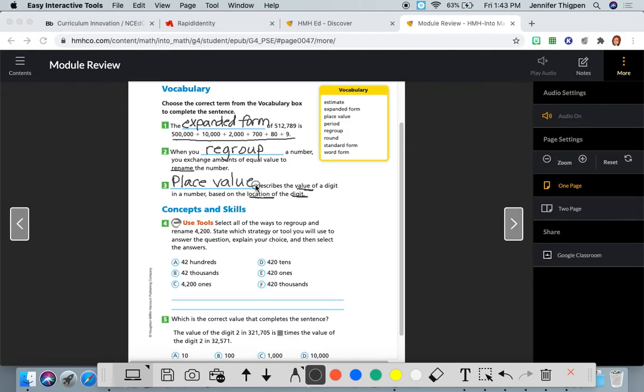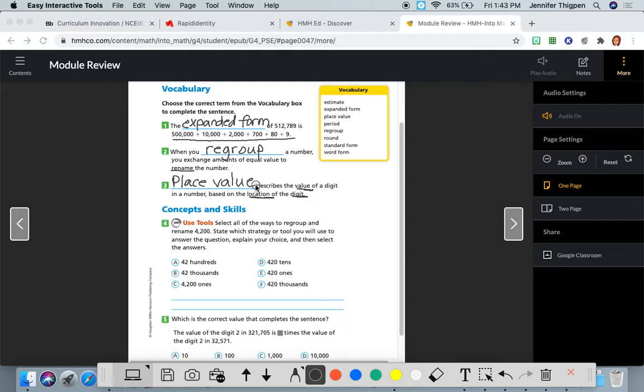All right, number 4. Select all of the ways to regroup and rename 4,200. State which strategy or tool you will use to answer the question. Explain your choice and select your answers. Now on your test that you'll be taking this week, you're going to have several problems that look like this. So if you don't know how to regroup or rename, go back to that chart that we talked about in last week's Google Meet and use it to help you get your answers.